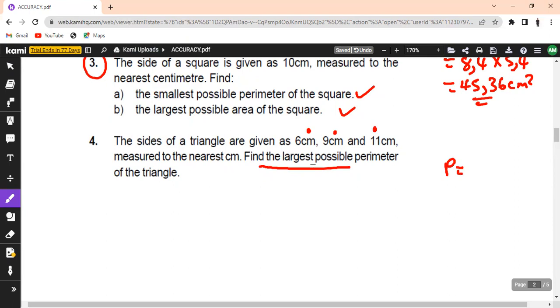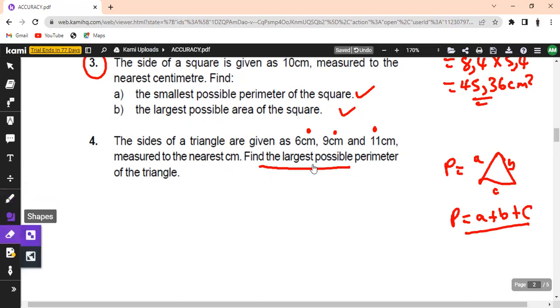Remember, perimeter of a triangle, you just add the sides. If this is A, B, and C, you just add your sides, which is A plus B plus C. You add all the sides, okay? So that is it. So I want you to try these questions and let me know, guys, in the comment section what you are obtaining.